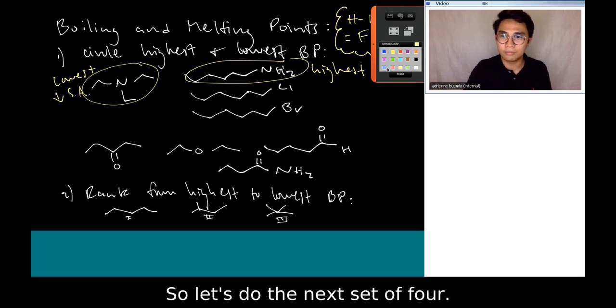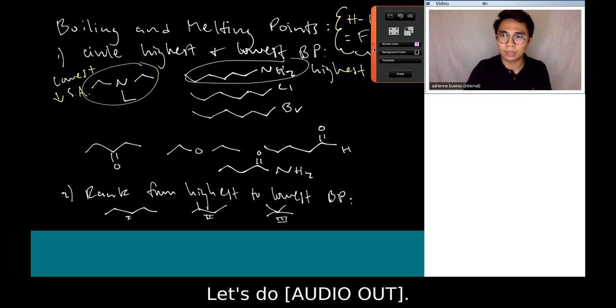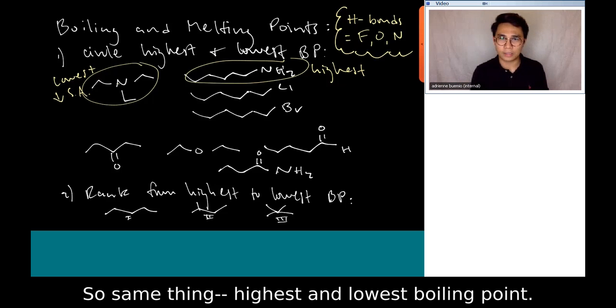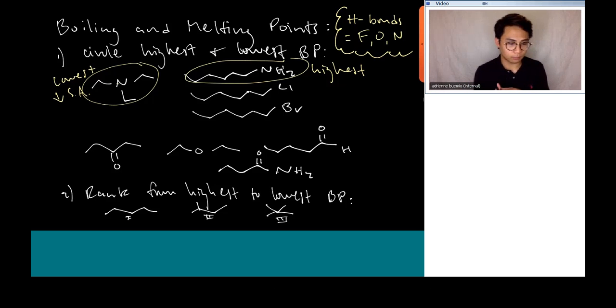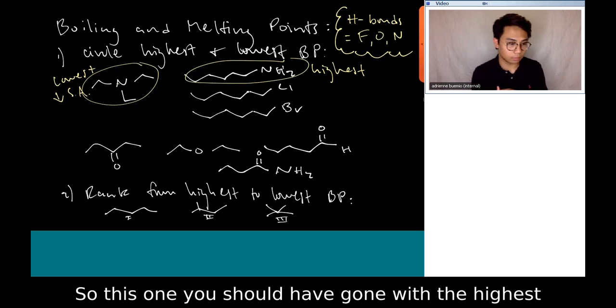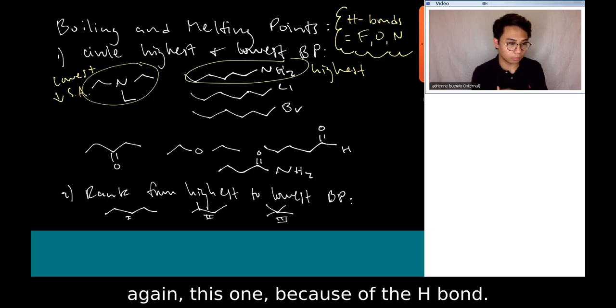Okay, so let's do the next set of four. Let's do pink. Okay, so same thing, highest and lowest boiling point. I just realized I don't have anything for melting point. Oh well, it's fine. Okay, so this one you should have gone for the highest again. This one, because of the H bond, right?